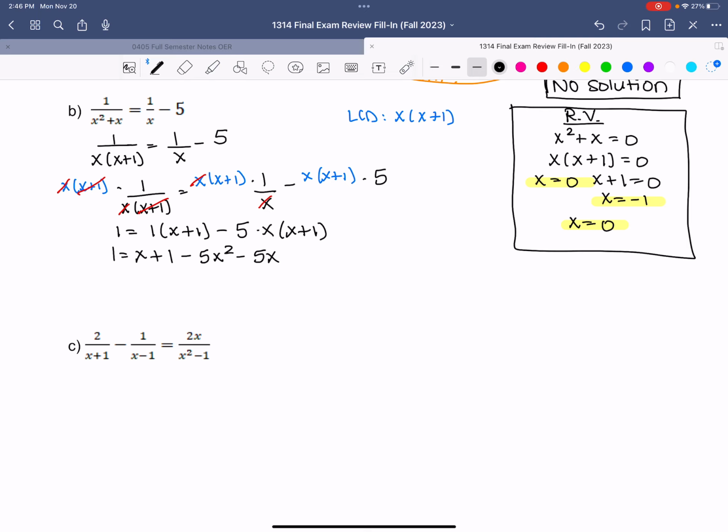Okay. So let's get everything on one side. Let's start by combining like terms. I get negative 5x squared. This is minus 4x plus 1. And I'm going to move everything to the left side because I need my x squared term to be positive. So I'm going to add 5x squared, add 4x, and subtract 1, all to the other side.